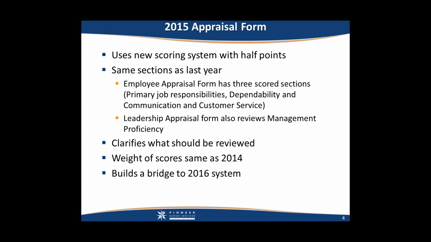You will find the same sections as last year. The employee appraisal form has 3 scored sections: primary job duties, dependability and communication, and customer service. And the leadership appraisal form also reviews management proficiency. The form also clarifies this year as to what should be reviewed, and it should be noted that the weight of the scores on this year's form are the same as the weight and scores on the 2014 appraisal form. This form also builds a bridge to our 2016 system.